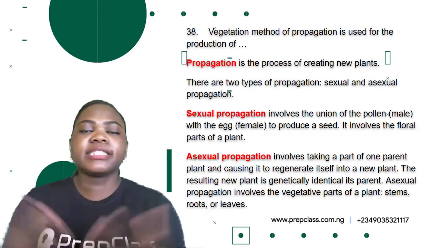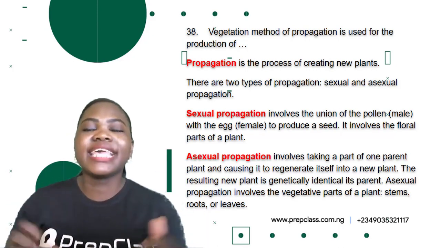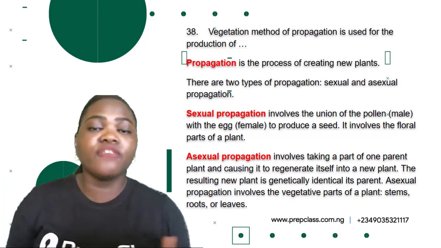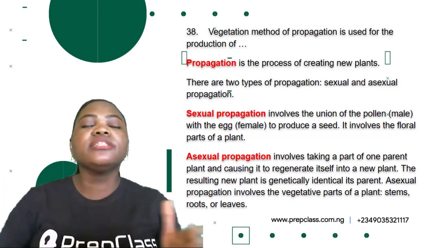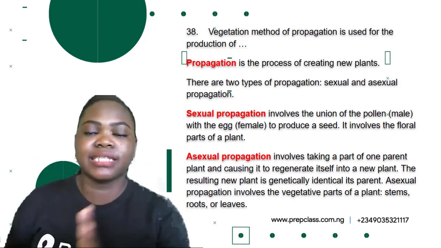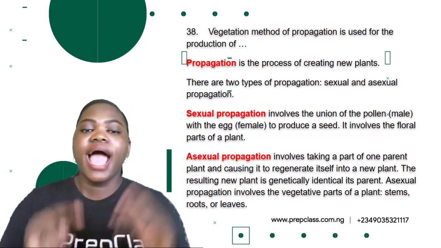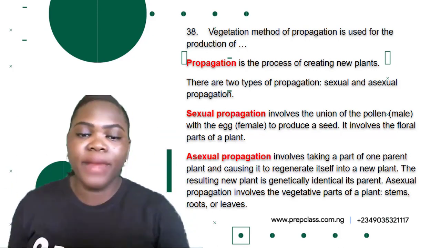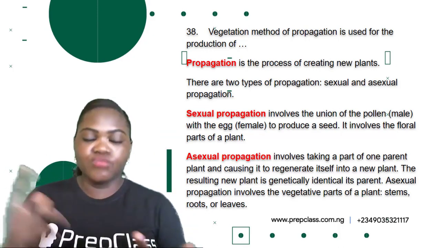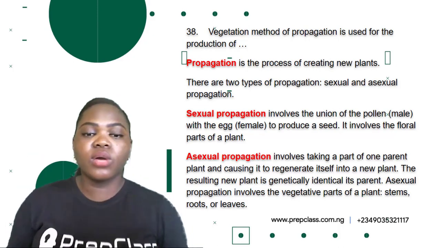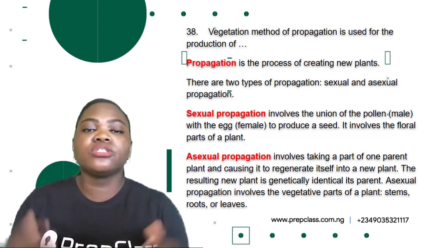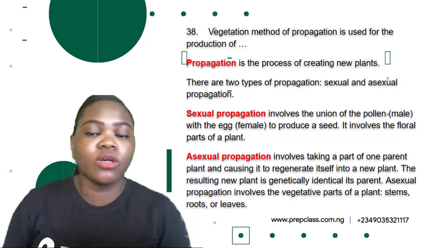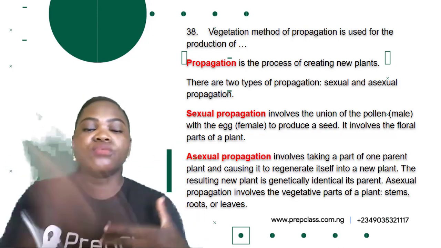Okay, so asexual propagation involves taking a part of one parent plant and causing it to regenerate itself into a new plant. The resulting new plant is genetically identical to its parent. Okay, asexual propagation involves the vegetative part of a plant, that is the stems, the roots, or leaves. Okay, so when you want to plant using asexual propagation, that means you make use of the vegetative parts of the plant, such as the stems, roots, or leaves.